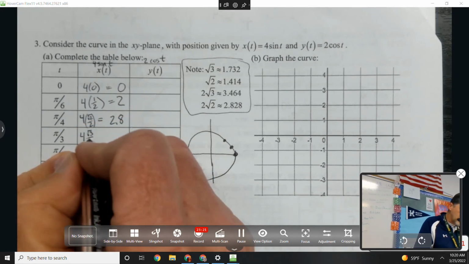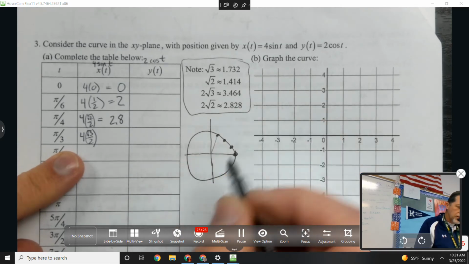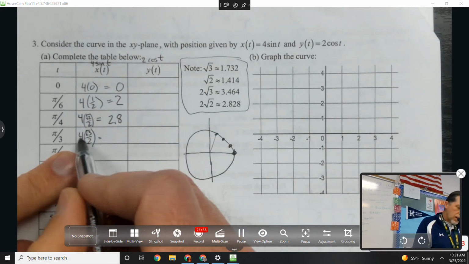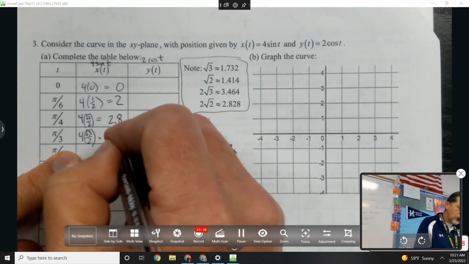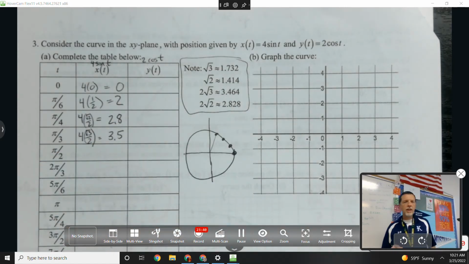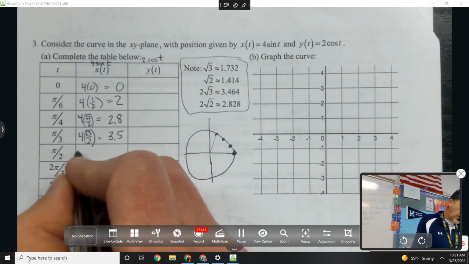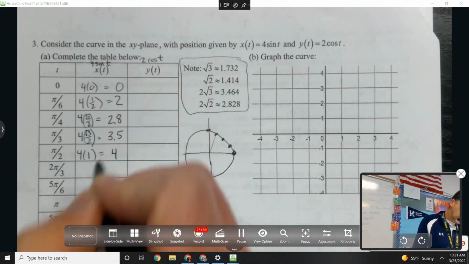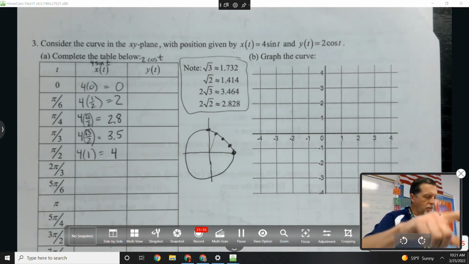Whoops, already filled in the answer there. Sine of pi over 3. Let's see, that would be root 3 over 2. 2 root 3. Again, I'd be stuck, except they gave me a helpful hint over there. 3.5. Sine of pi over 2 is 1. So that's 4. I'm going to press pause, and you see if you can finish the x column.